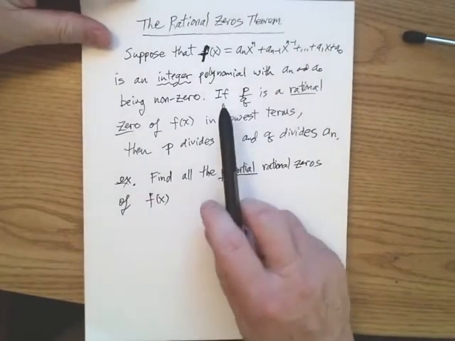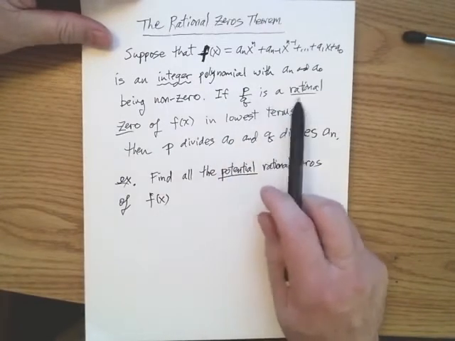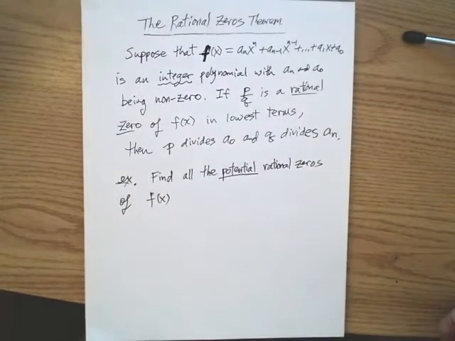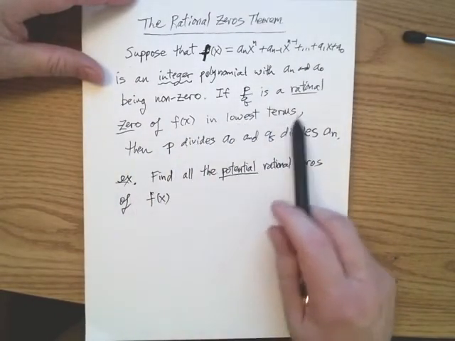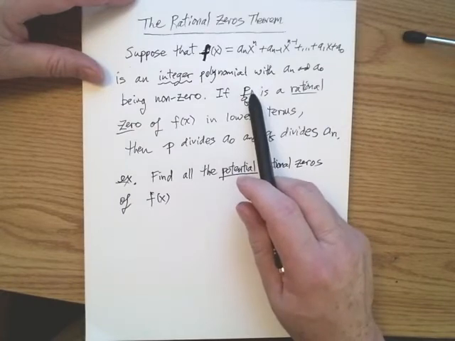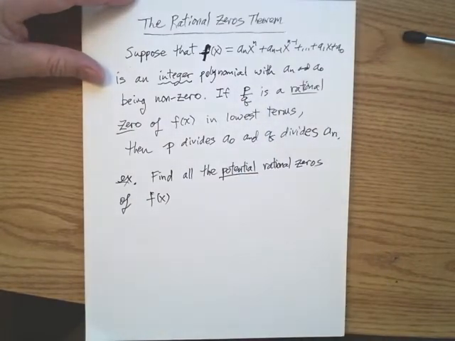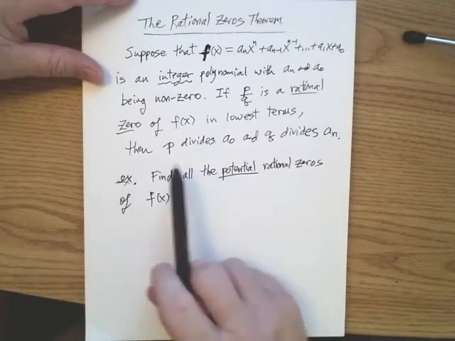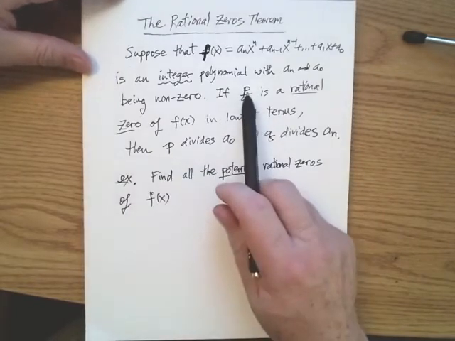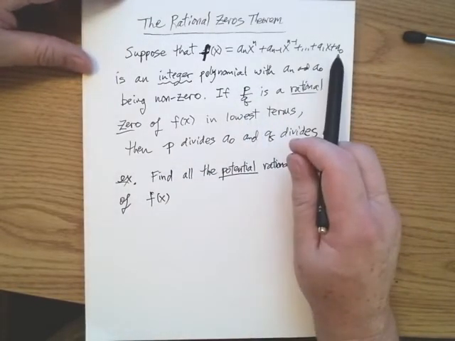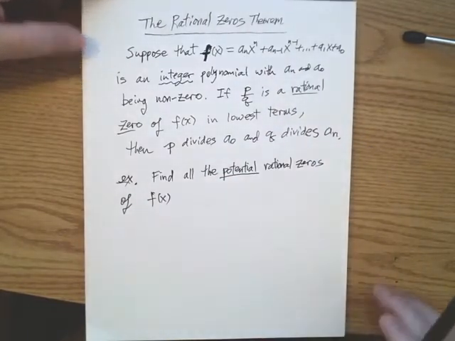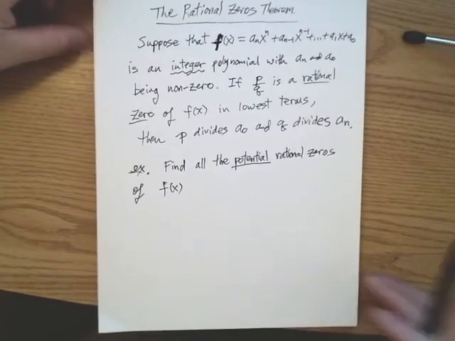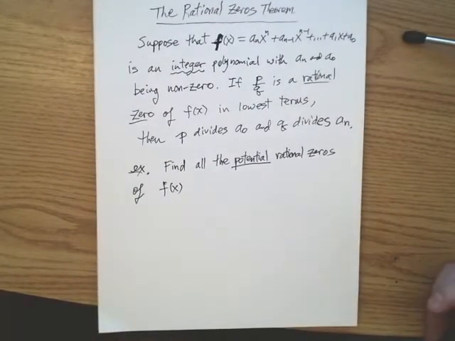Now, here's the statement of the theorem then. If p over q is a rational zero, right, that means a ratio of integers, if p over q is a rational zero of f of x in lowest terms, so that means the only common factor between p and q is plus or minus 1, then what has to happen is that the p, the numerator in the rational zero, has to divide the constant term, and the q has to divide the leading coefficient. Okay?